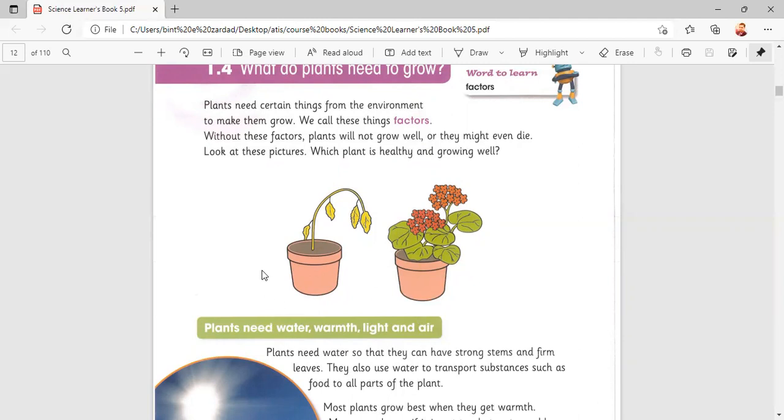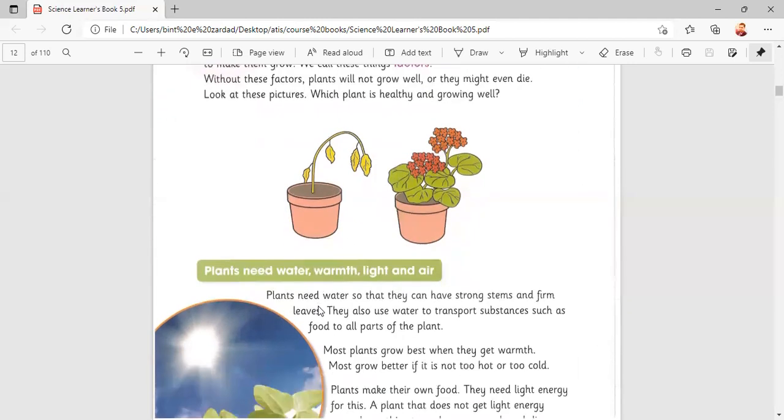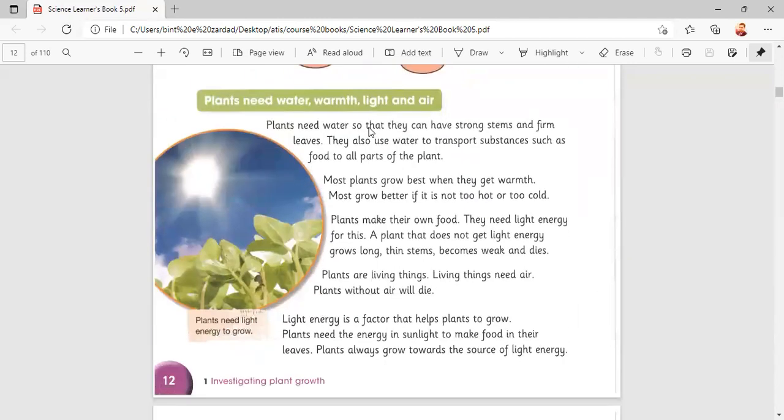For seed germination, three factors. But for plant growth, there are four factors: water, air, a warm place, and light. Plants need water so that they can have a strong stem and firm leaves. Like this, most plants grow best when they get warm. Most grow better if it is not too hot or too cold.